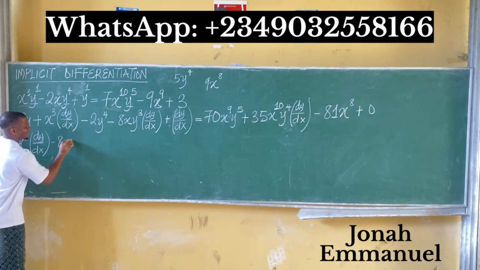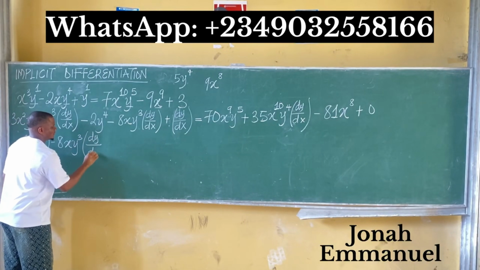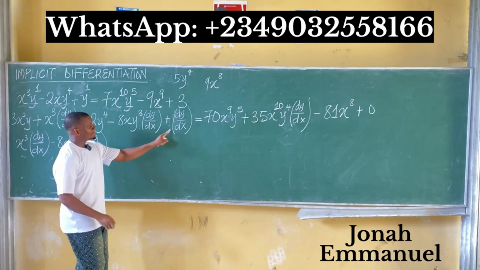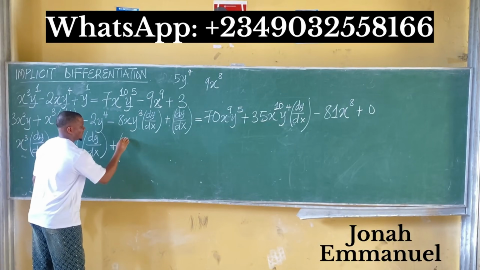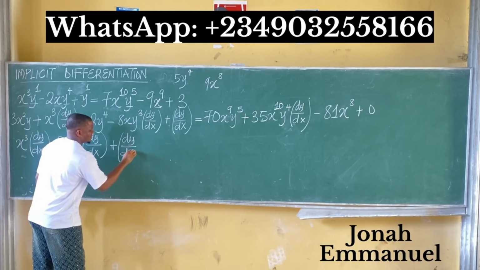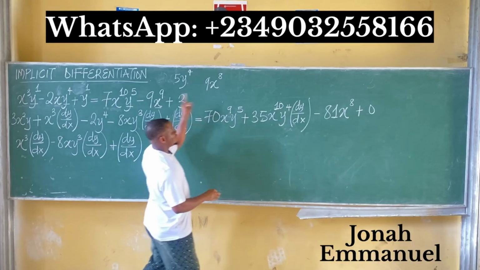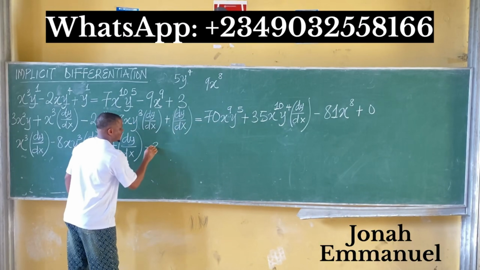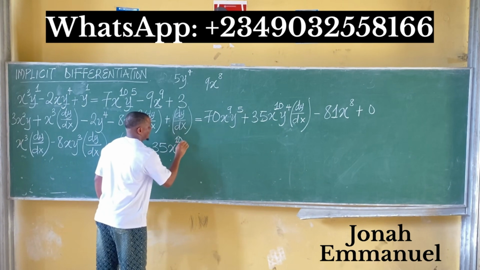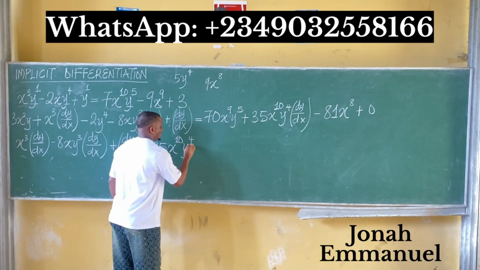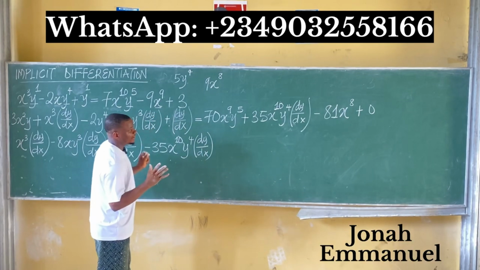What next? Minus 8xy cubed dy dx, plus dy dx. This one moves over, it becomes what there? Minus 35x to power 10 y to power 4 into what there? dy dx. That's all right.